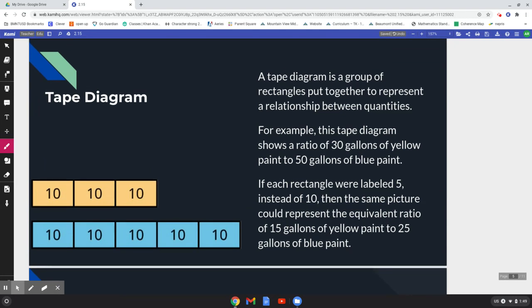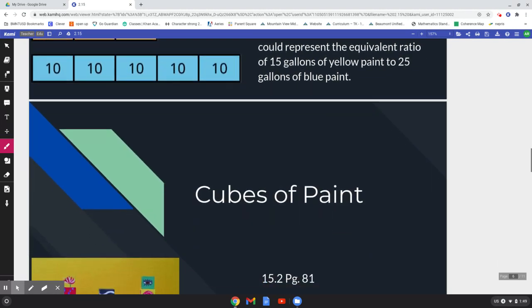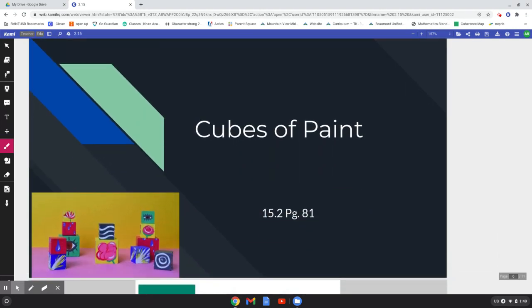So a tape diagram is a group of rectangles that are put together to represent a relationship between quantities. For example, this tape diagram shows the ratio of 30 gallons of yellow paint to 50 gallons of blue paint. And if each rectangle were labeled 5 instead of 10, then the same picture would represent the equivalent ratio of 15 gallons of yellow paint and 25 gallons of blue. So we're thinking of ways to evenly distribute the numbers into each of these boxes.